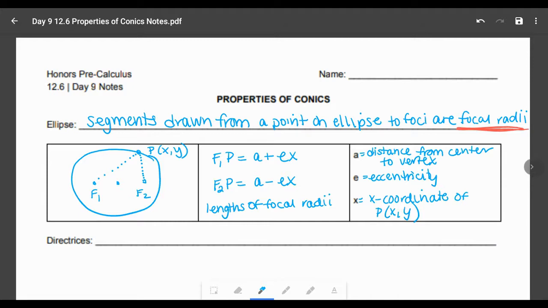Next thing is directrices. If you have one of them, it's a directrix, but if you have more than one, it's directrices. It's a vertical line determined by the equation x equals a over e. One thing to know is that an ellipse has just one, but a hyperbola has two.